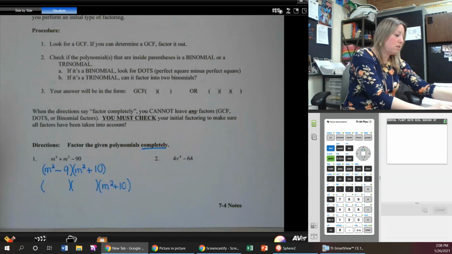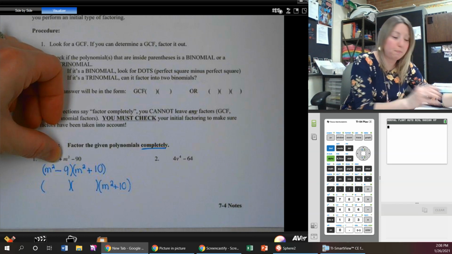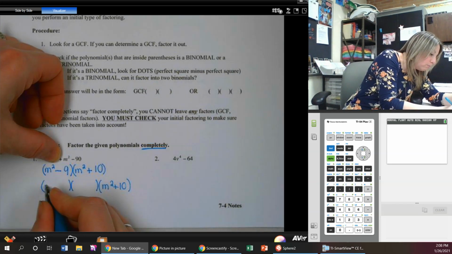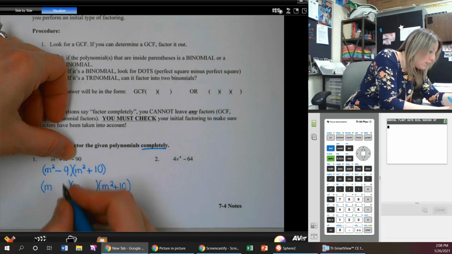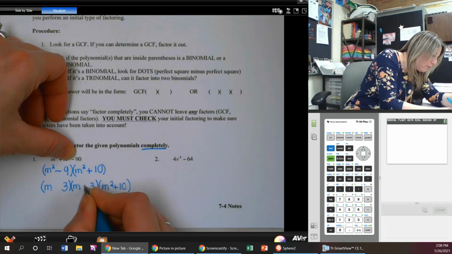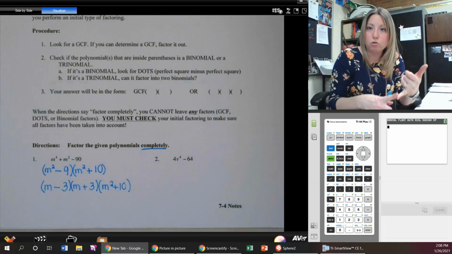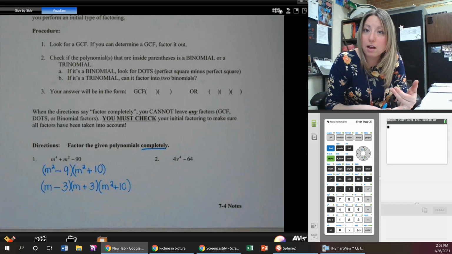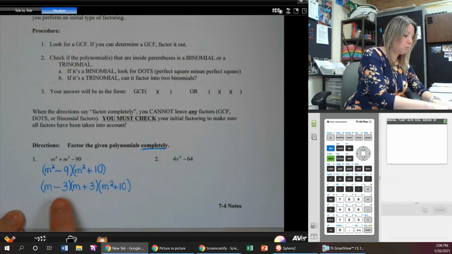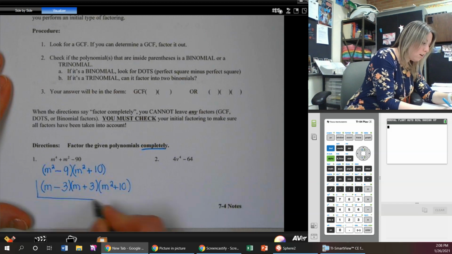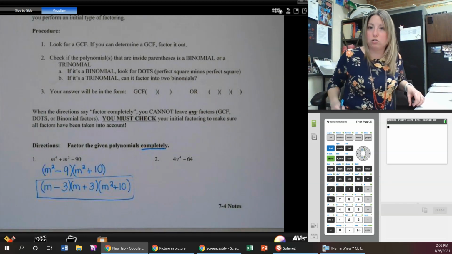But not m squared minus 9, that can factor further, so I do it. Square root of m squared is m, so m's in the fronts of the two binomials. Square root of 9 is 3, so 3 is in the backs of both binomials, with different signs between them. Now look, there's no GCFs left, there's no dots left, there's no trinomials left. We're done. But look how many things we have in our final answer: 3. Because when factoring completely, there'll be more than 2 factors left.